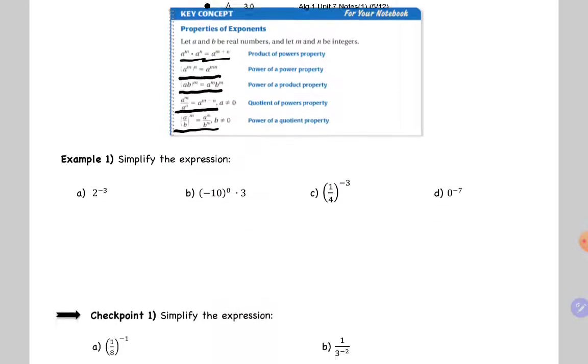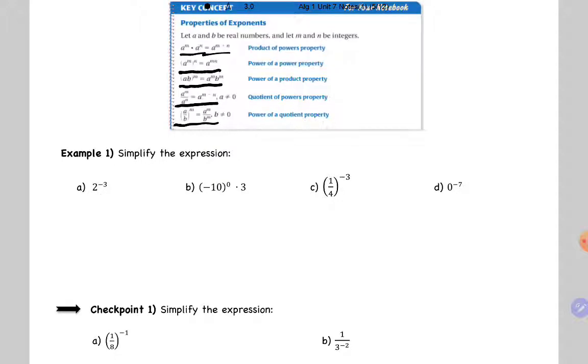Alright, so let's simplify the expression here. 2 to the negative 3 is the same thing as flipping it over the fraction bar and making the exponent positive. So 1 over 2 cubed, which is 1 over 8. Part B, negative 10 to the 0th power times 3. So negative 10 to the 0th power is 1, and then 1 times 3 is 3.